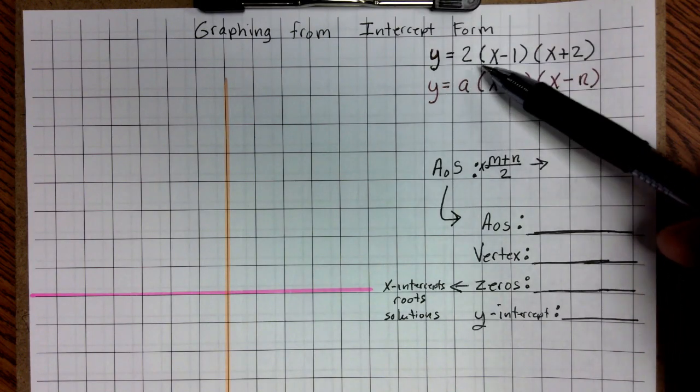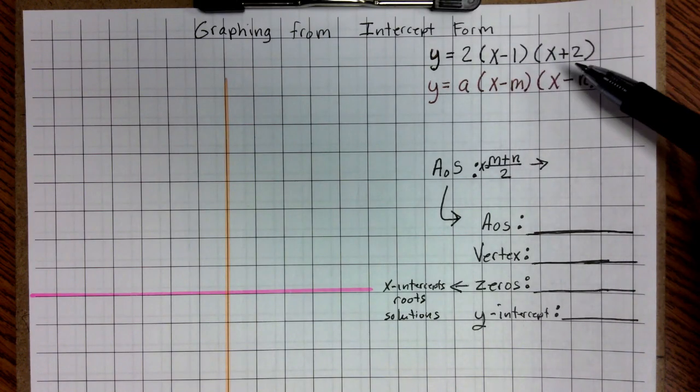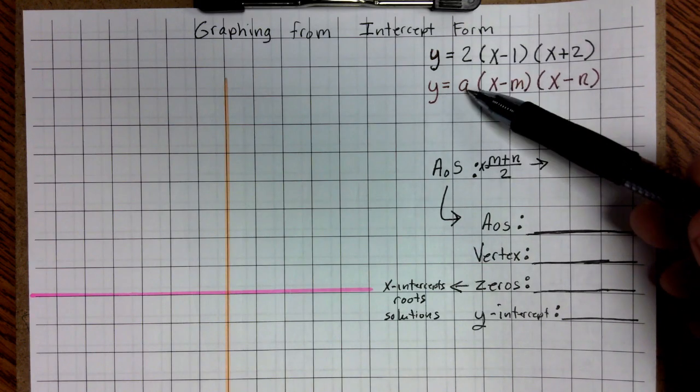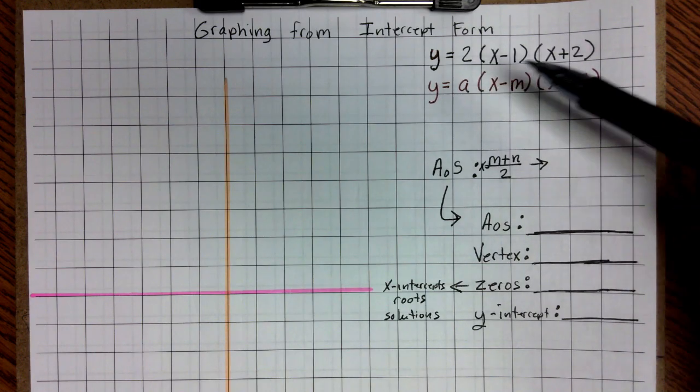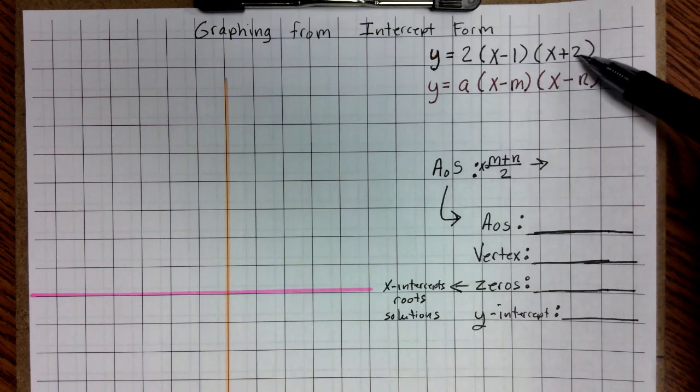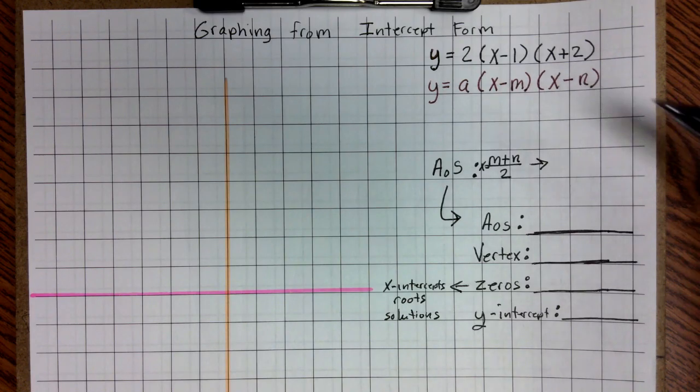So here we have y equals 2 times (x minus 1) times (x plus 2). Now, notice the 2 is representative of the value a. And then we're going to call the value in this first factor m, and the second one we're going to call n.